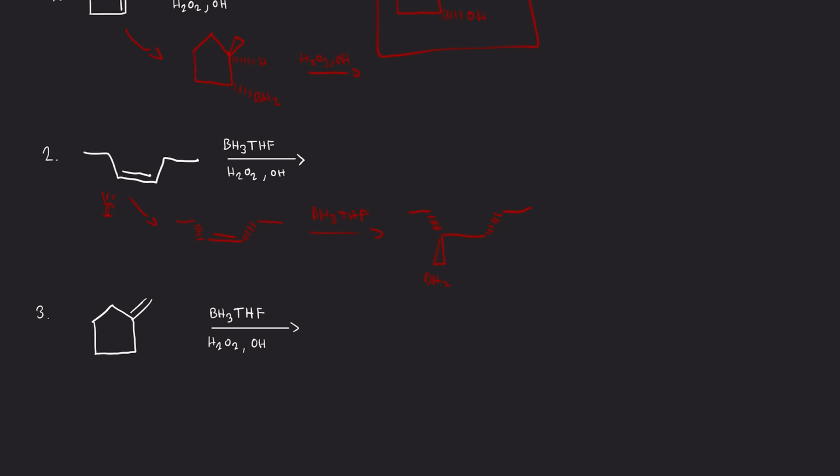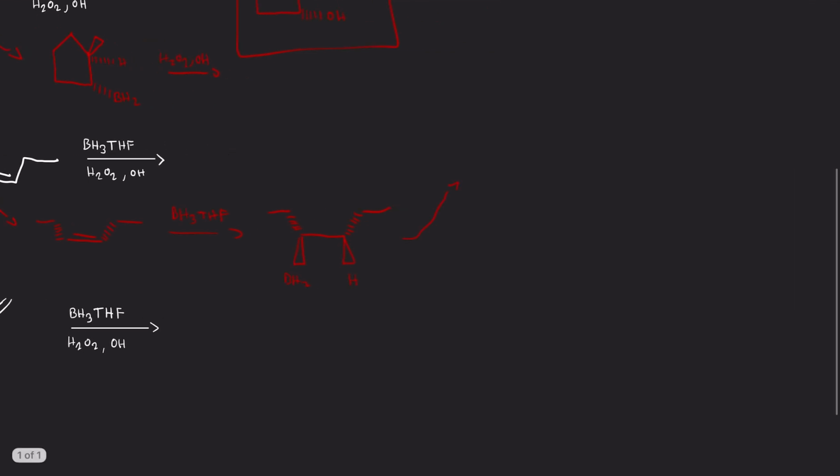BH2 and our H. And as you can see, they're both on wedges, and that's because it's syn addition, like we said at the start. Now in your second step, we're going to use the peroxide and our strong base, which is just going to convert this BH2 into an OH group. So if I draw that out, our final product will look something like this. With the OH on a wedge, and our H on a wedge. That's syn addition.